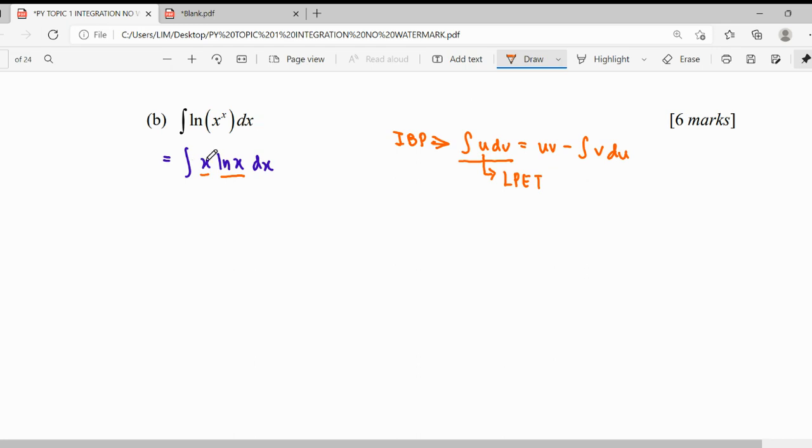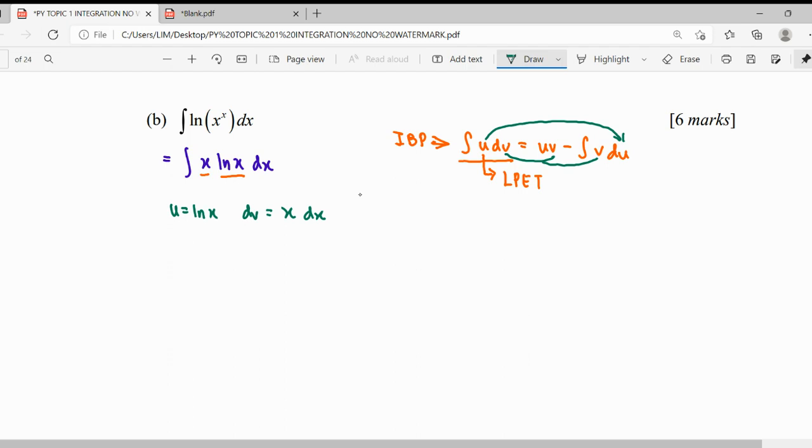For these questions, we have polynomial, linear, and logarithm. So from here, we can select our u to be the function ln x. The rest of the part, x dx, will become dv. For the u part, we are going to find out what is du. For the dv part, we are going to find out what is v.